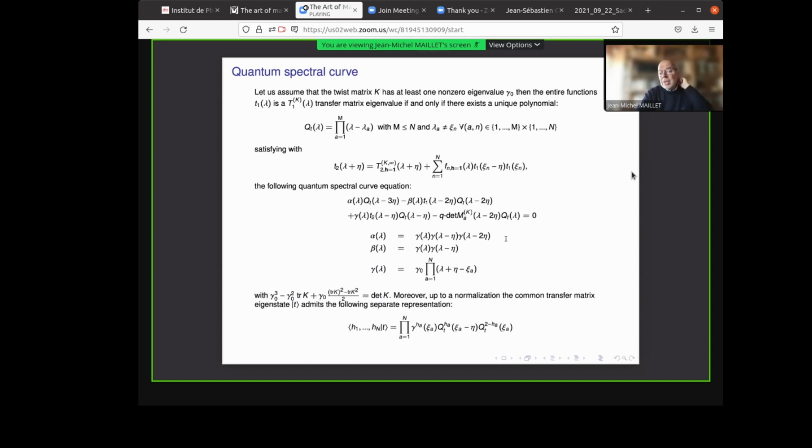And then you can show even that you have a quantum spectral curve equation. So you prove, from the equivalence to the fusion relations for the eigenvalues, that there exists a polynomial of that type satisfying a now slightly more complicated equation, which is written here. And moreover, you can show that the wave function factors in terms of these Q functions.